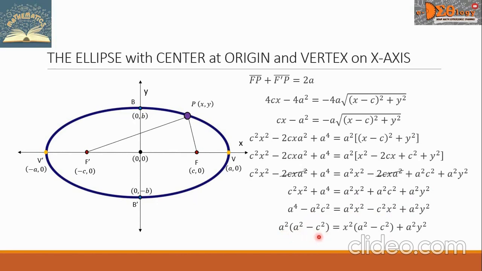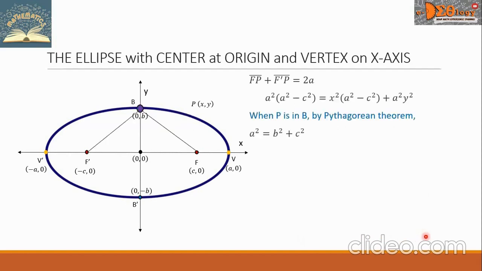Here we factor out the common, which is x squared. What remains inside is the a squared minus c squared. Plus, we just copy this a squared y squared.